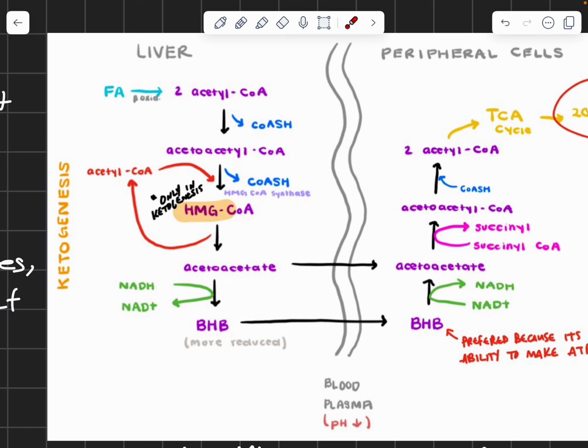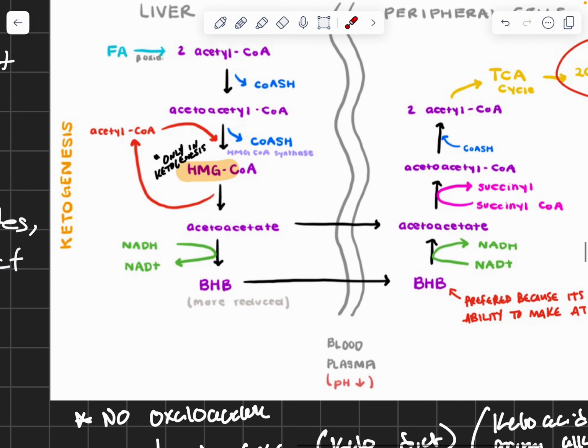And acetoacetyl-CoA is going to be acted upon by the enzyme HMG-CoA synthase. It's basically saying we're taking acetoacetyl-CoA and transforming it into HMG-CoA through the enzyme HMG-CoA synthase. And this only occurs in ketogenesis. And this HMG-CoA is going to be broken down into our first ketone body, acetoacetate.